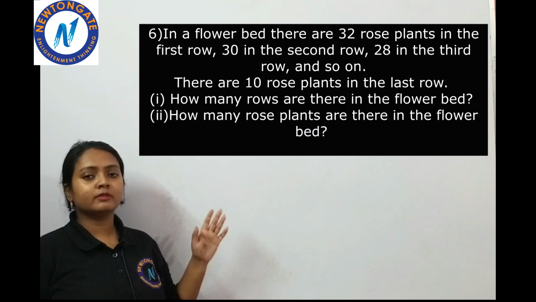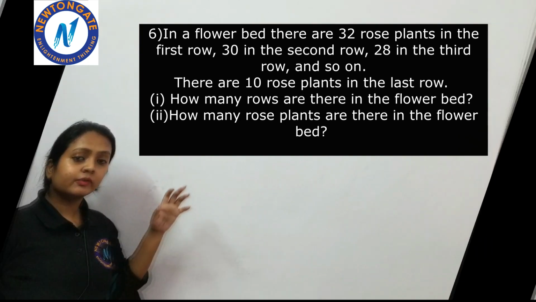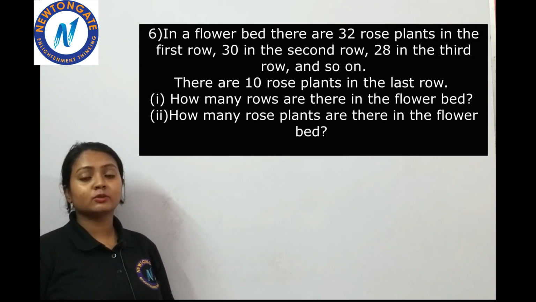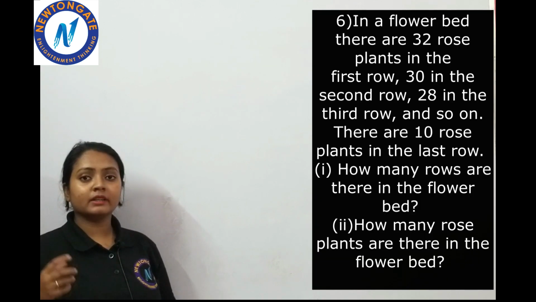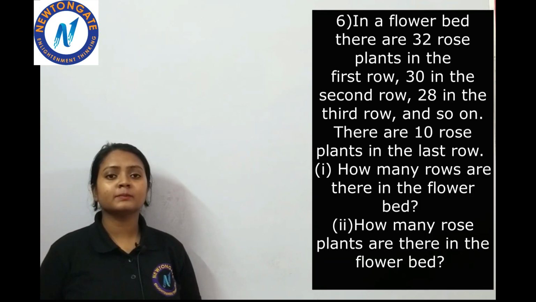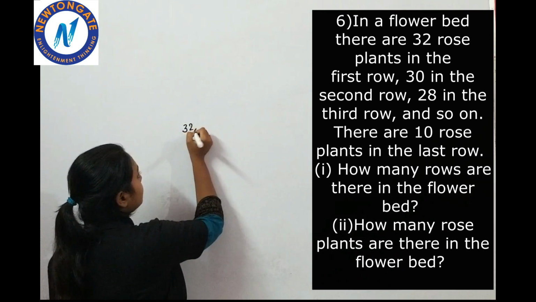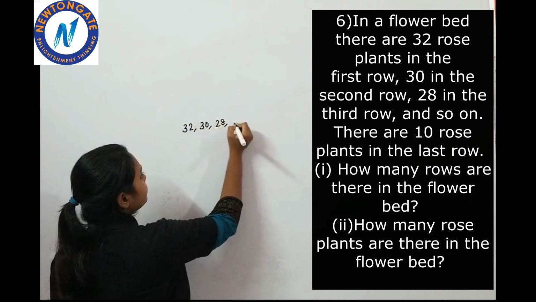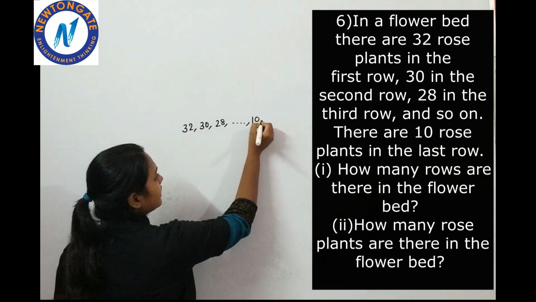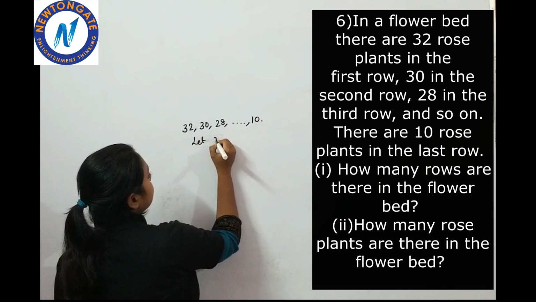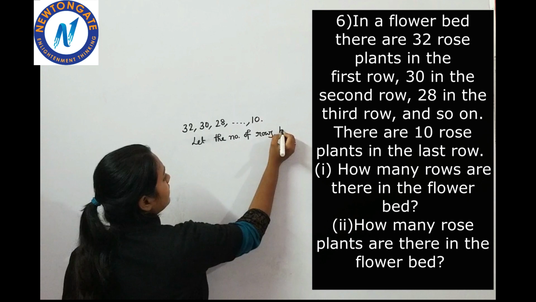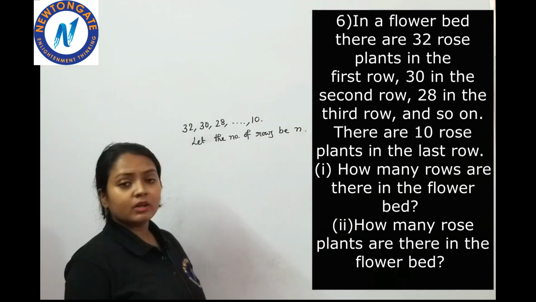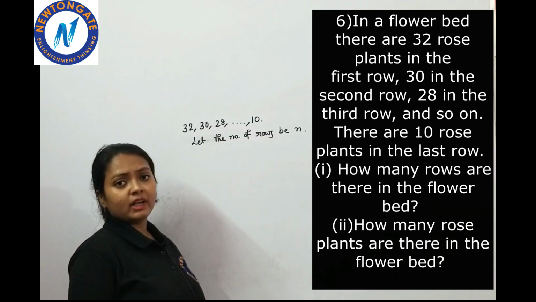Now move to our next question. Question number 6. For this question, we see that there are 32 rose plants in the first row, 30 in the second row, and so on, and there are 10 in the last row. Okay, then the series becomes 32, 30, 28, and so on up to 10. Let the number of rows be n. In the first part, we will find the number of rows.